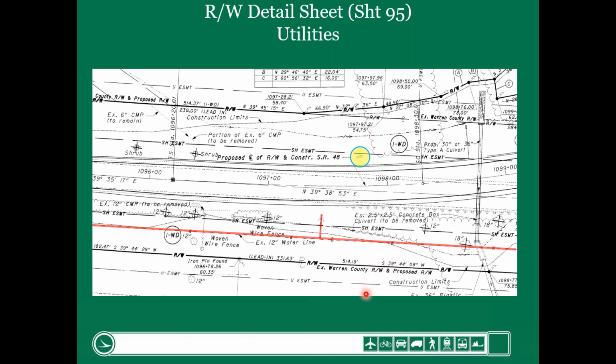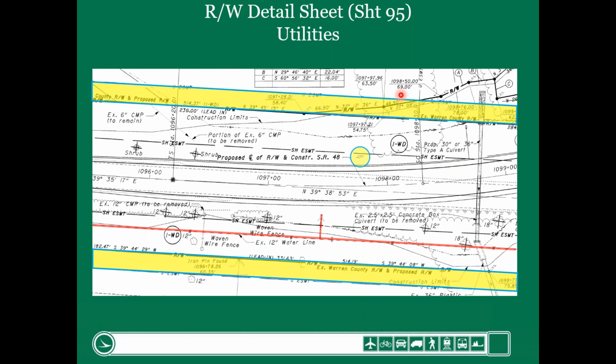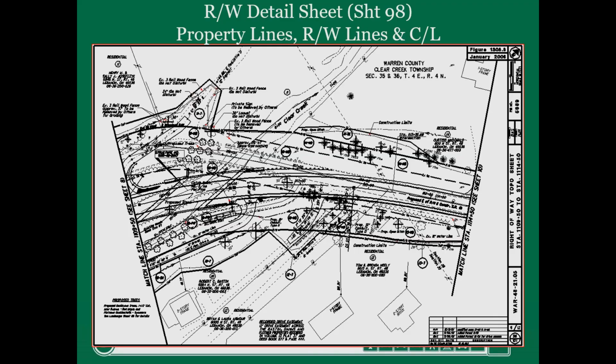And then we also show any utility easements. So this area highlighted in yellow is where the utility easements are. And it's part of the subdivisions on both sides of the road. So these are the only two utilities out there in this corridor. And again, we'll show above ground and below ground utilities.